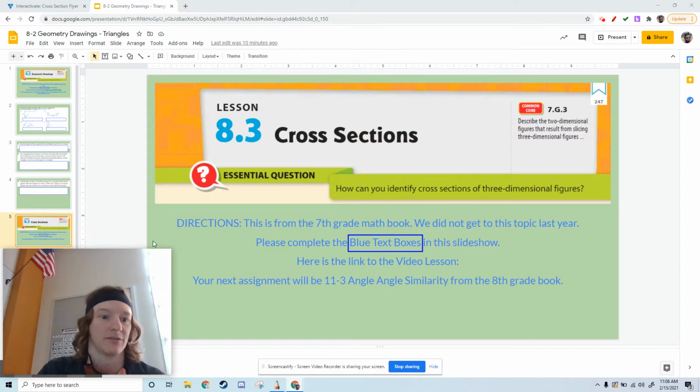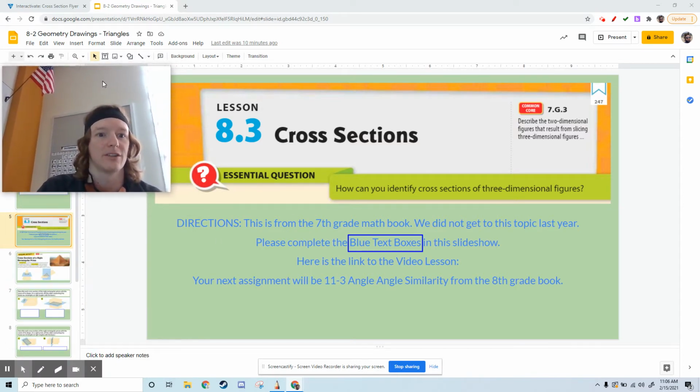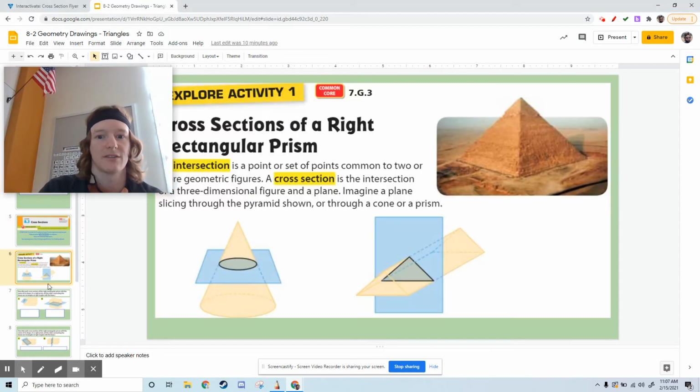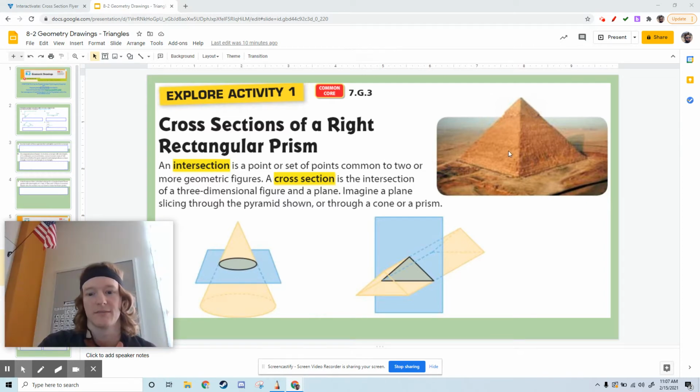And I'm going to literally give you all the stuff you should be typing here. So if you're watching this video, this should be pretty simple. So let's talk about cross sections. A cross section of a right rectangular prism. And here, this isn't a prism. I don't know why it says rectangular prism. That's not a prism, and these aren't prisms either.